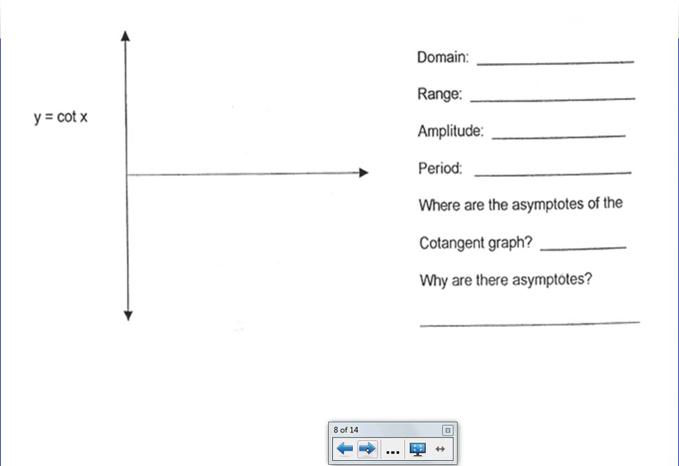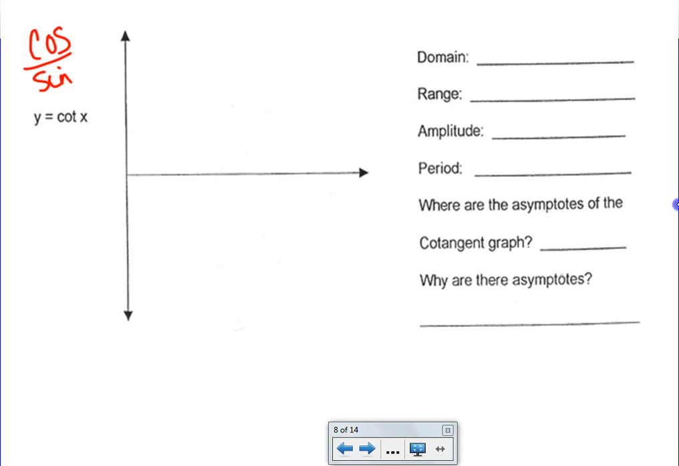Cotangent. How could you type cotangent on your calculator? 1 divided by tan. Go ahead and graph it. And it kind of looks different. It's a little opposite. And does someone notice a very slight difference besides the fact that it curves the other direction? It doesn't go through 0 anymore.